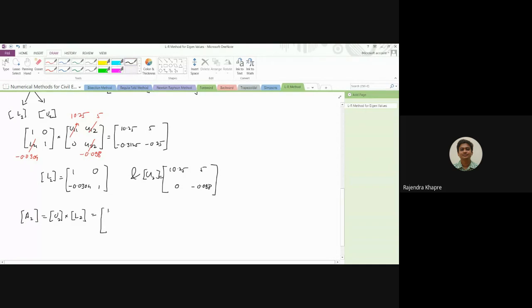So this is 10.25, this is 5, this is 0, this is minus 0.098, multiplied by 1, 0, minus 0.0304 and 1. So this should give me the value of the A2 matrix. Please multiply this.